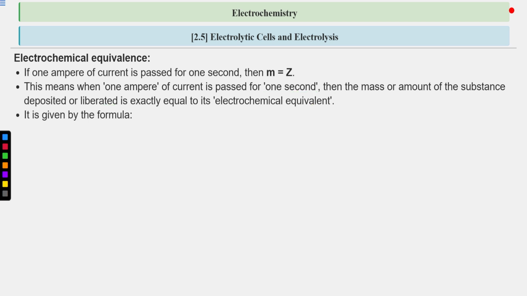So it is given by the formula Z equals, that is electrochemical equivalent equals the molar mass of the metal divided by the charge on the cation multiplied by F, that is Faraday's constant. So this is the formula which we can use for the electrochemical equivalent, that is Z.